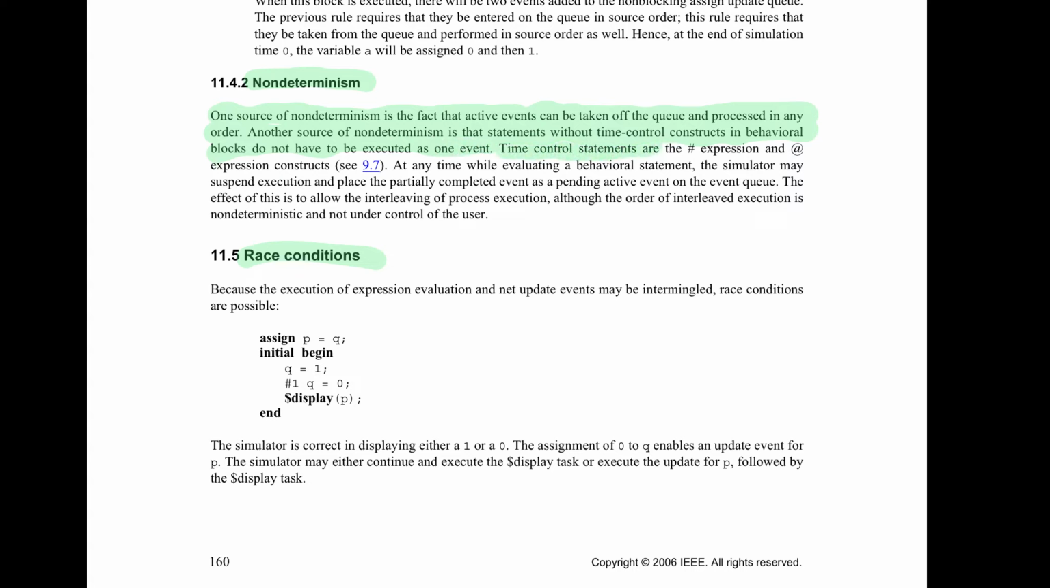Well, time control statements are the hash expression and the @ expression constructs. Remember, the hash is for delays and the @ is usually used in an always statement. You could actually use it on its own. So at any time while evaluating a behavioural statement, the simulator may suspend execution and place the partially completed event as a pending active event on the event queue. The effect of this is to allow the interleaving of process execution, although the order of interleaved execution is non-deterministic and not under the control of the user.